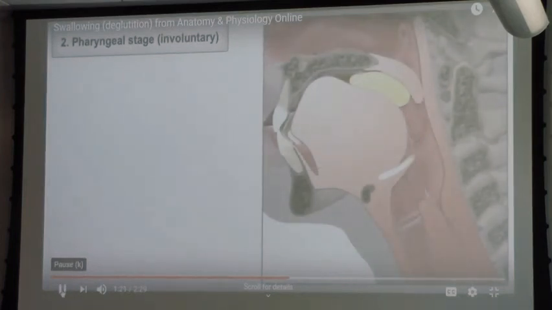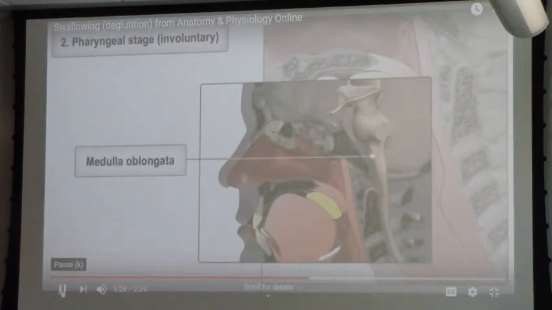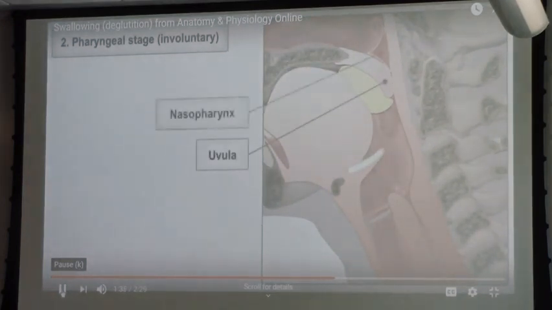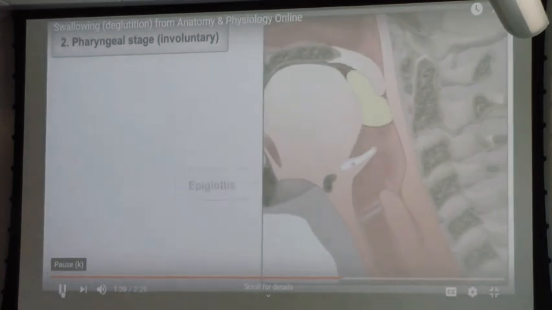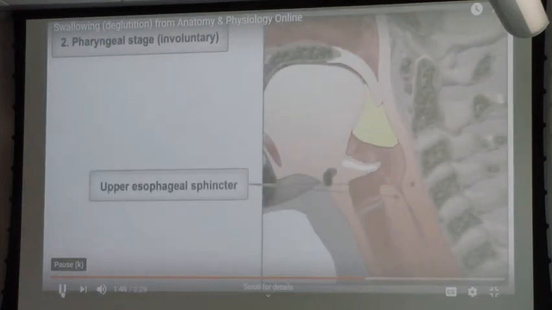Movement of the bolus stimulates receptors in the oropharynx, which send impulses to the deglutition center in the medulla oblongata and the lower pons of the brainstem. The brain. Who knew? The brain signals the soft palate and uvula to close off the nasopharynx, and the epiglottis to seal off the larynx. This prevents the bolus from entering the respiratory tract. The upper esophageal sphincter relaxes to allow the bolus to move into the esophagus.